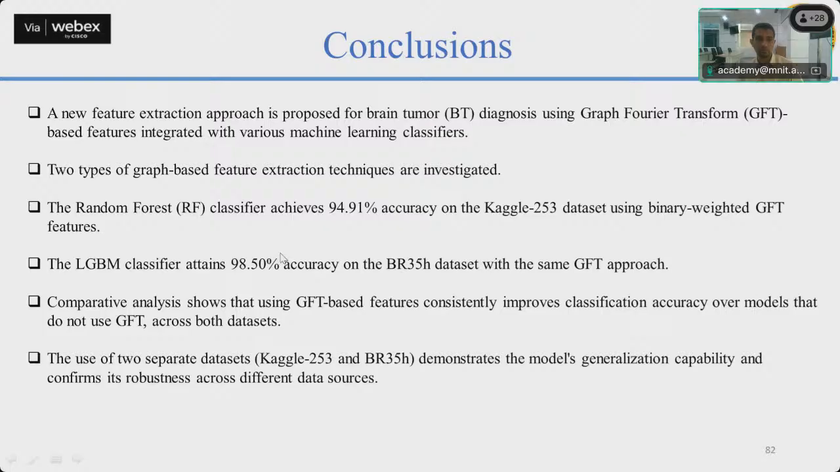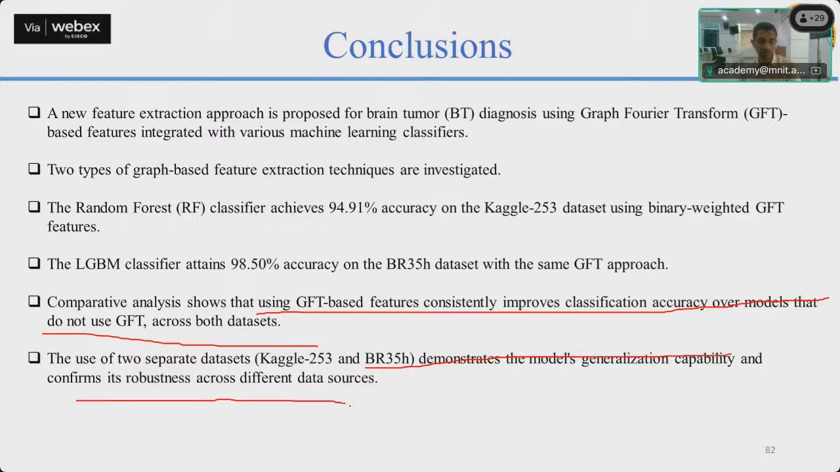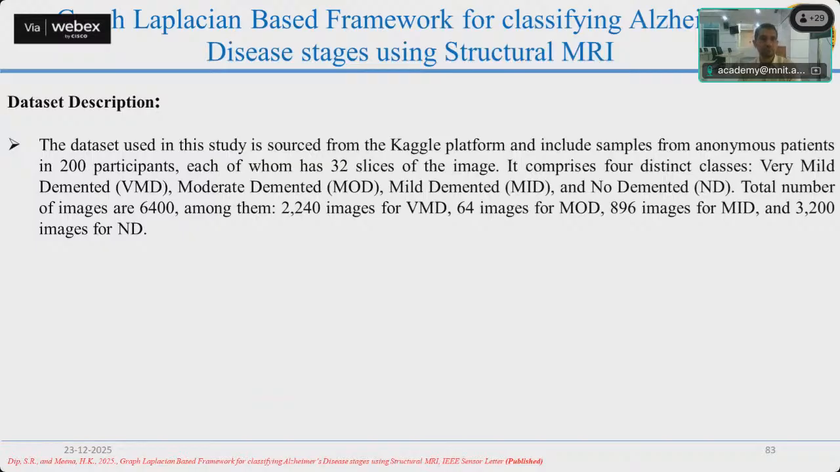This is a conclusion. New feature extraction approaches are there, and random forest. So that GFT-based features improve classification over models that do not use GFT, or both data sets, to demonstrate model generalization and robustness across data sources. So when two databases are there, that's why I asked you, whenever you are doing research, if two databases are there, it very firmly strengthens your testing result.